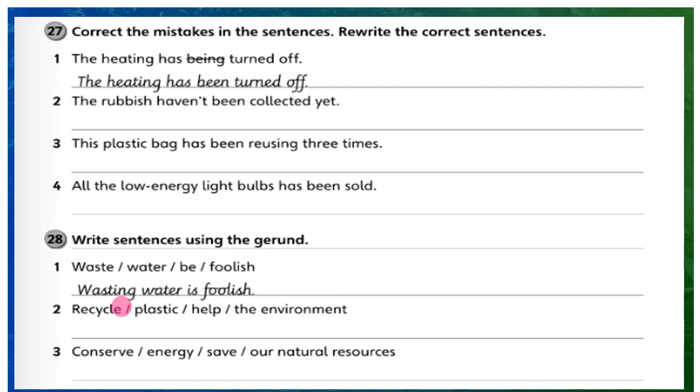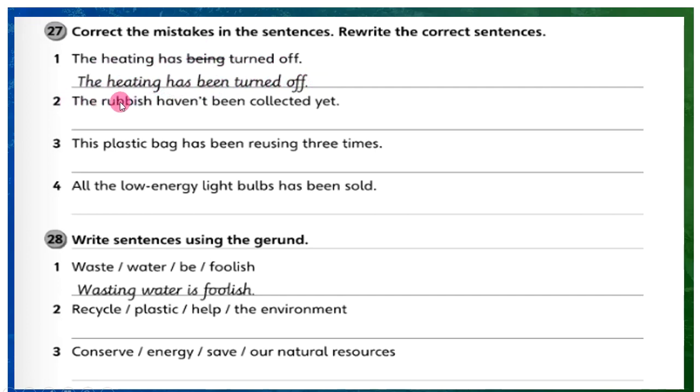Correct the mistakes in the sentences, rewrite the correct sentences. Number 1 is done for you. The heating has being. No, it's not being. There's no G here. It's not being, it's B-E-E-N. So there's a big difference between the two words here. So this is a mistake here. The heating has been turned off.